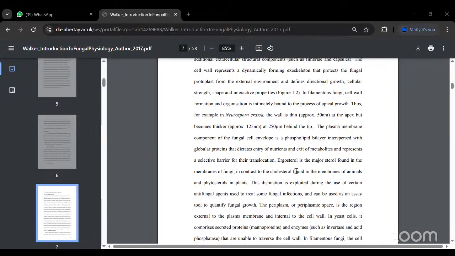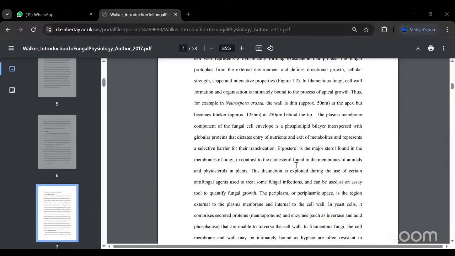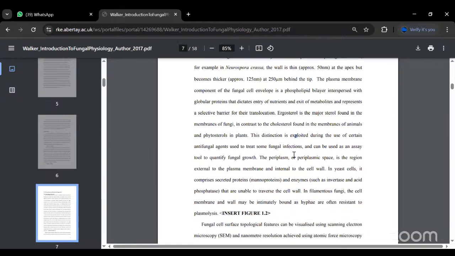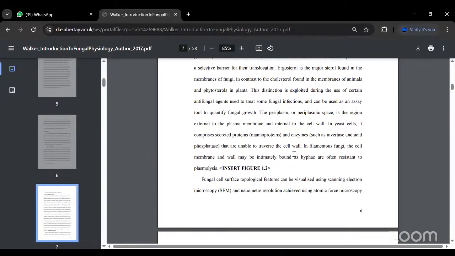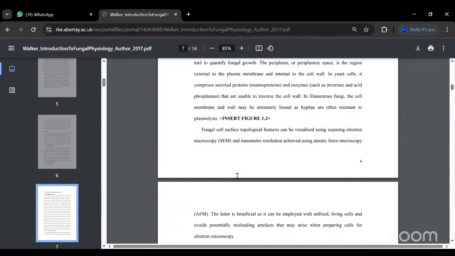The periplasm is the region, the enzymes, in filamentous fungi. Fungal cell surface topological features have been examined at nanometric resolution using atomic force microscopy.